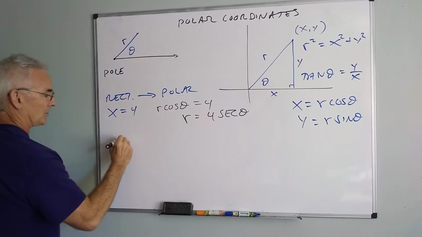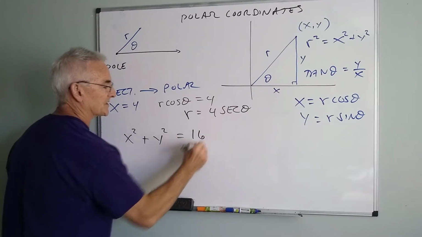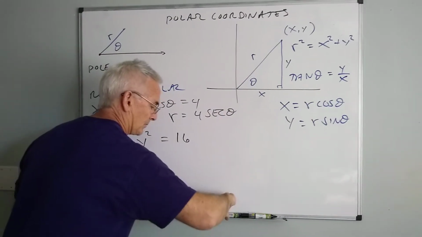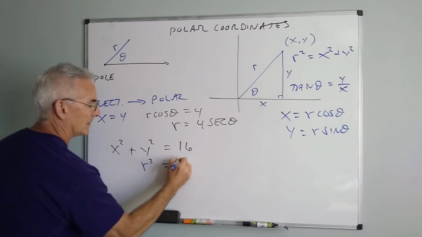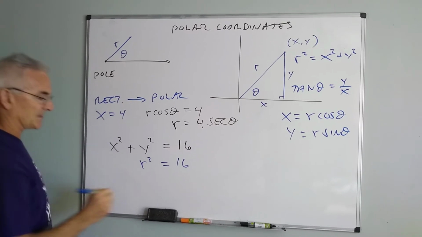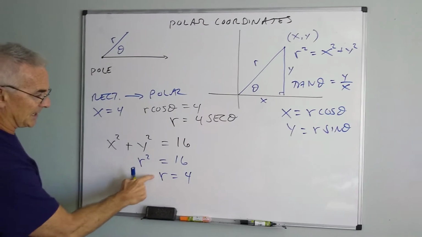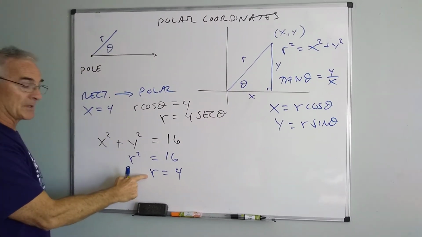Now, what about the circle x squared plus y squared equals 16? I know that's a circle centered at the origin. So if I want to write that one in polar coordinates, first of all, I notice the left side is simply r squared. So if r squared equals 16, then r equals 4. We don't say plus or minus 4 in this case because r is measuring the distance to the pole, so we will keep it as a positive value here.